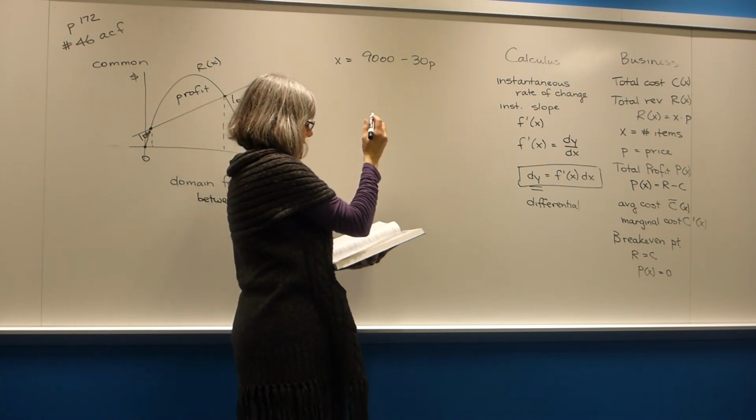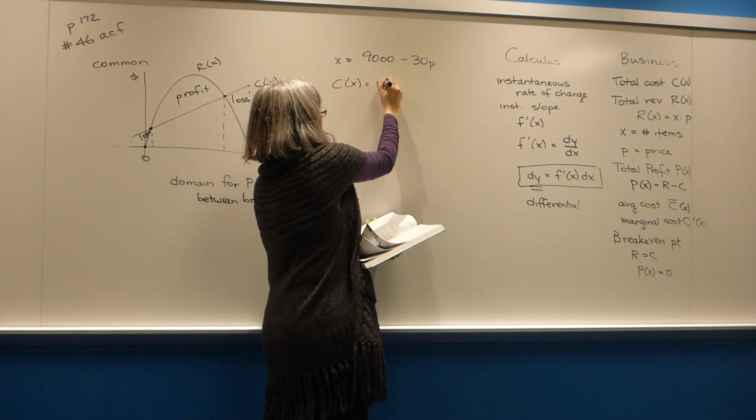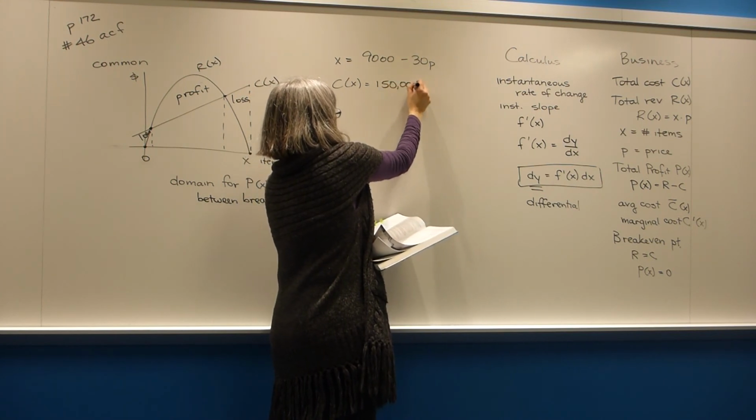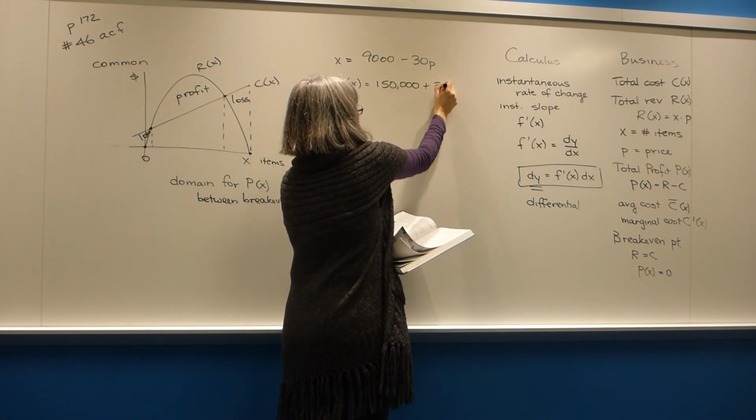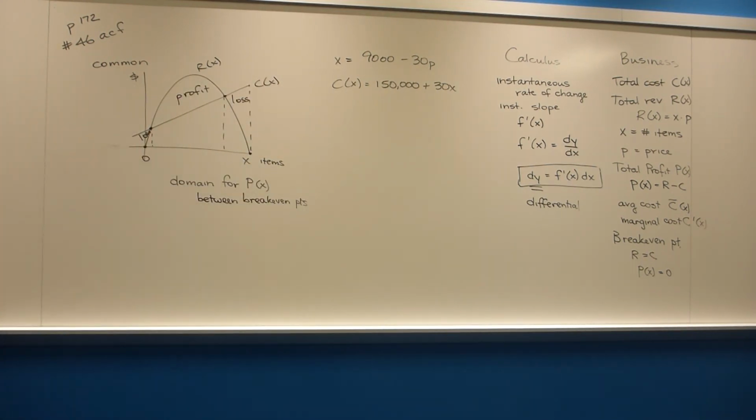Okay, and then I also know the total cost, 150,000 plus 30x. So a basic cost structure. I have some initial outlay, and then it costs me $30 per TV to make. Somebody's making a lot of money, right? $30 to make an HD TV and then sell it for how much? Yeah, that seems maybe not quite right, but okay.